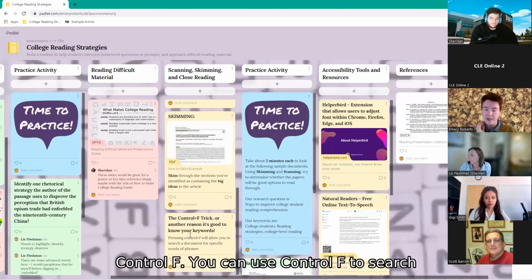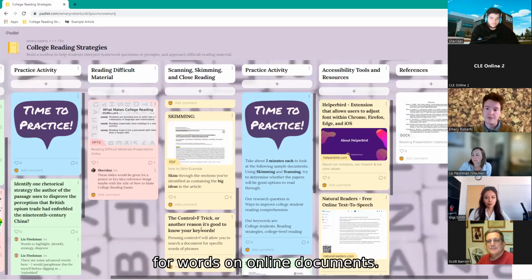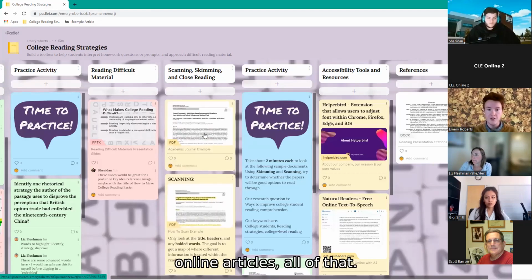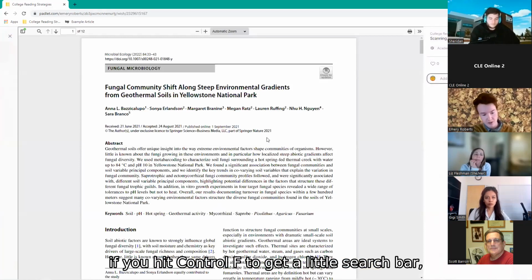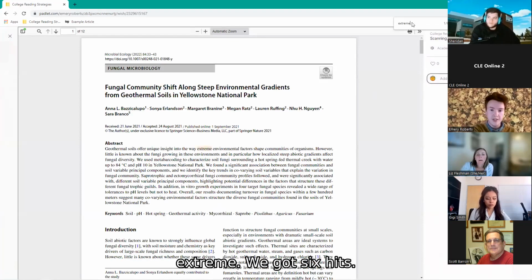I did want to show you one more little trick here. It's Control F. You can use Control F to search for words on online documents. So this works on PDFs, this works on online articles, all of that. So if we click on our big one here, if you hit Control F, you get a little search bar. We could search for just the word extreme. Oh, we got 6 hits. So this word pops up 6 times.